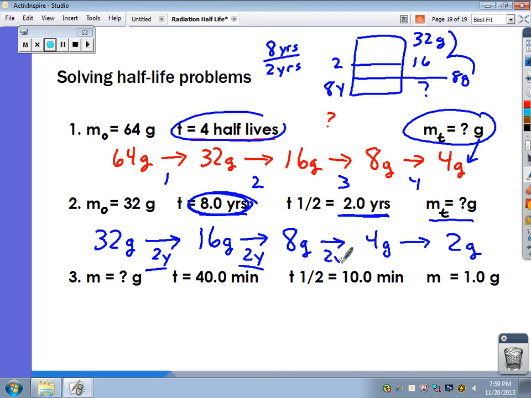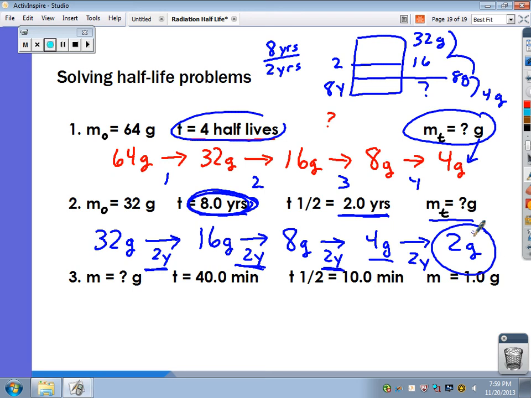2 more years go by. That's 6 years. I have 4 grams left. So if I cut this in half again, I have 4 grams left. That's a total of 2, 4, 6 years. I'm not at 8 years yet. So when 2 more years go by, I have a total of 2 grams left at the end.